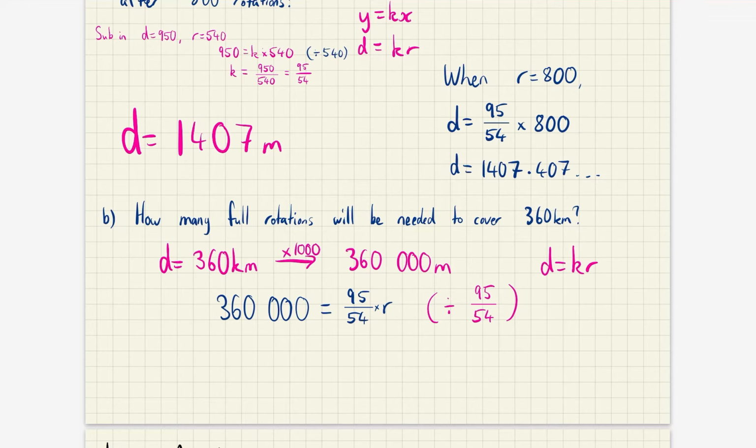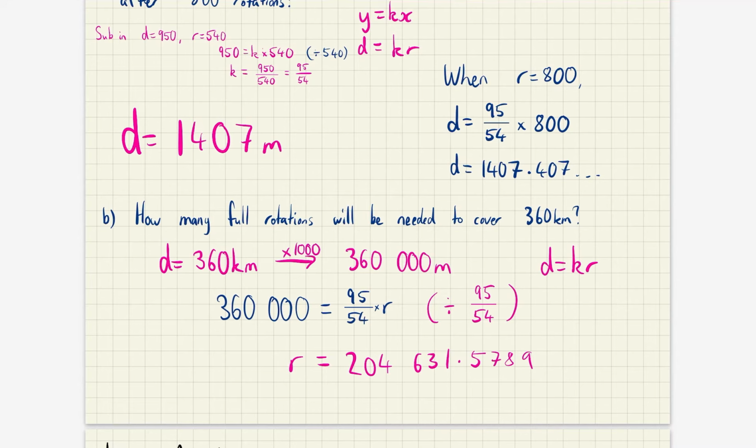So I'll type in 360 and then 3 more zeros after that, divided by 95 over 54. And I get R is equal to, so I'm just going to rewrite what's in the calculator, 204,631.5789. That's what I got in the calculator. And it says how many full rotations. So that means we only care about the whole number of rotations.